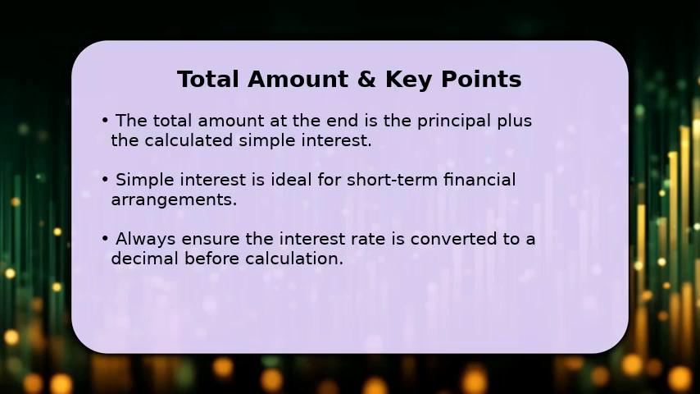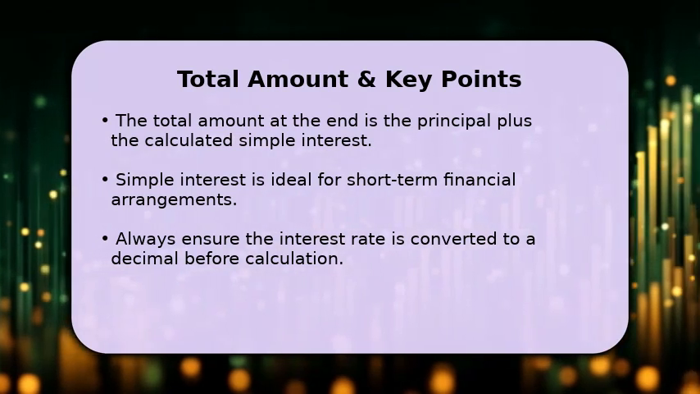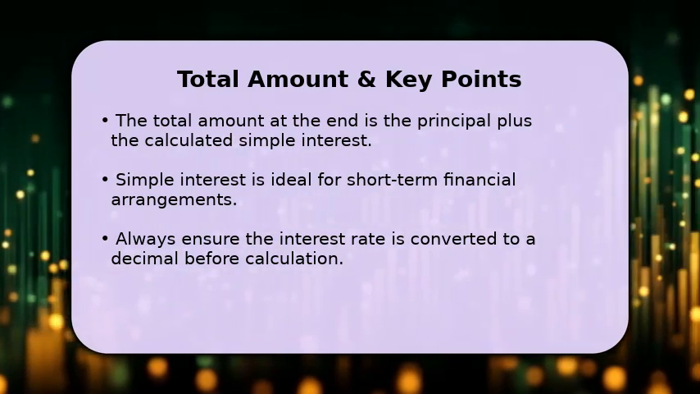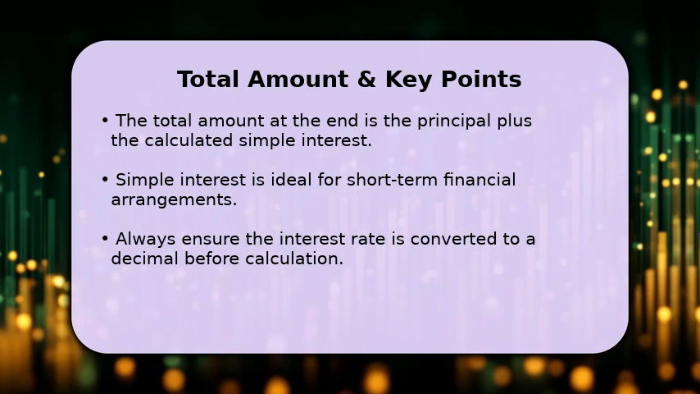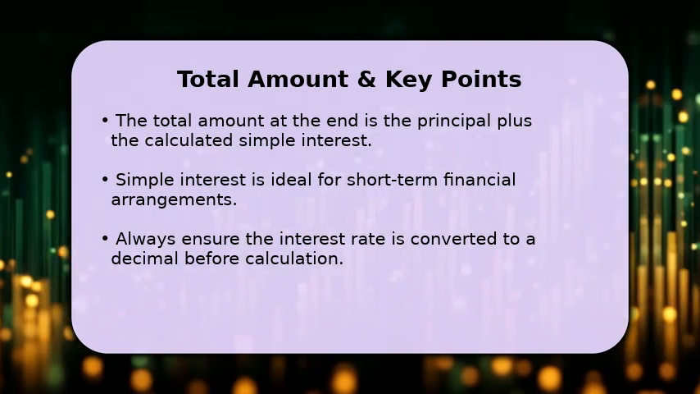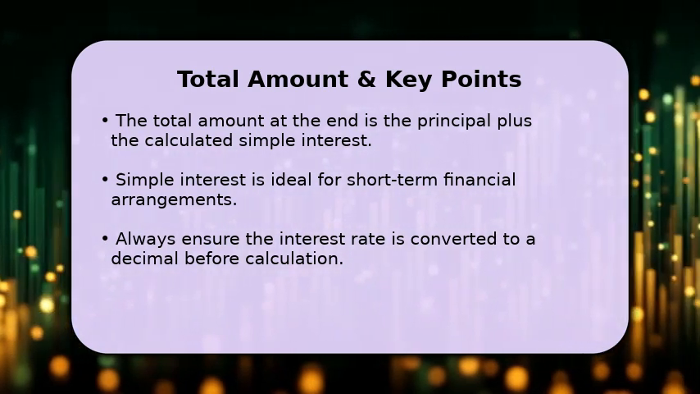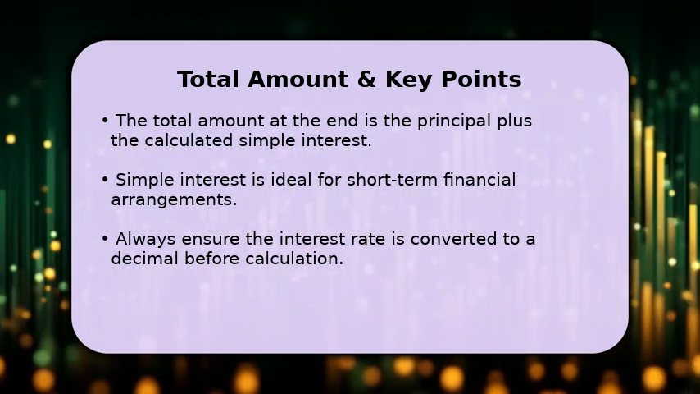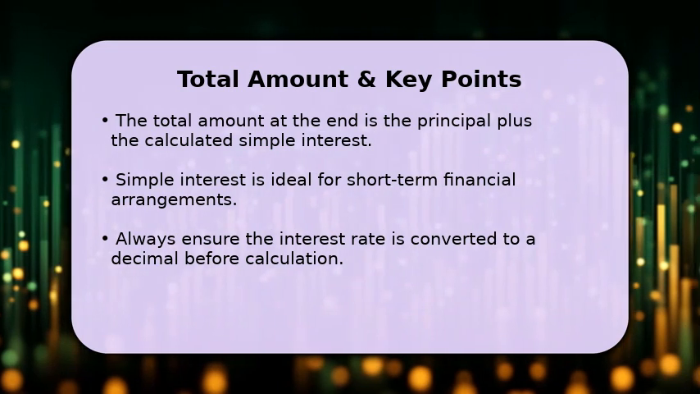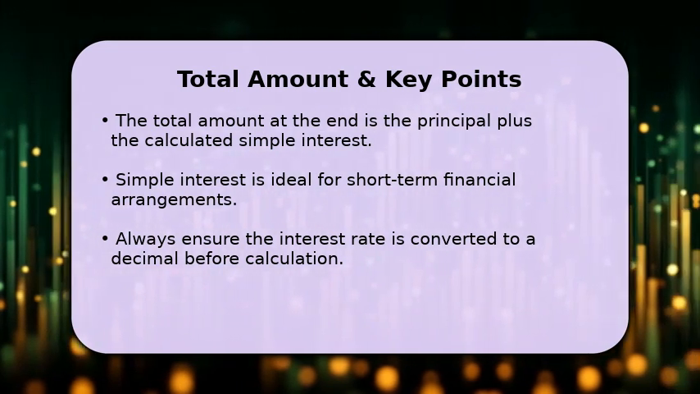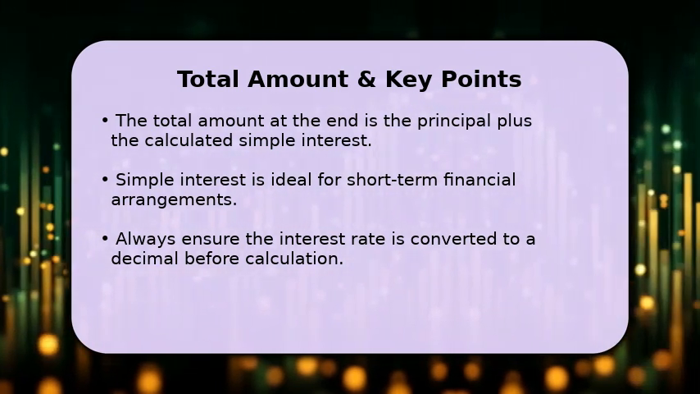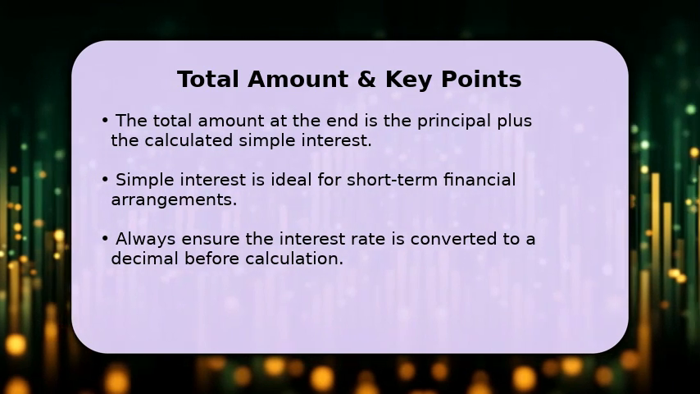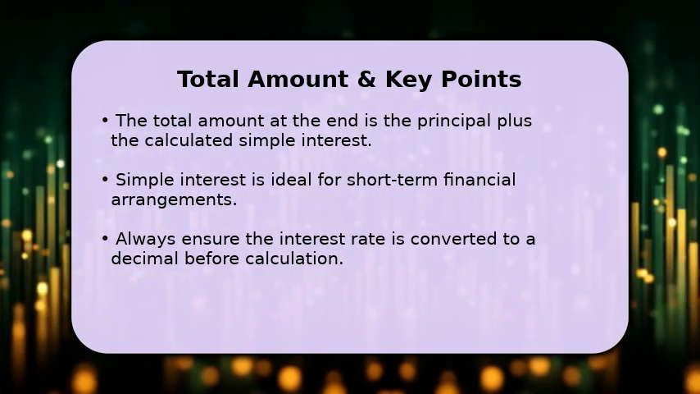After calculating the simple interest, you can find the total amount by adding the interest back to your original principal. In our example, $1,000 plus $150 equals $1,150. Remember, simple interest is straightforward and best suited for shorter durations. Always double-check that your rate is a decimal and your time is in years for precise results. It's a powerful, easy-to-use tool.